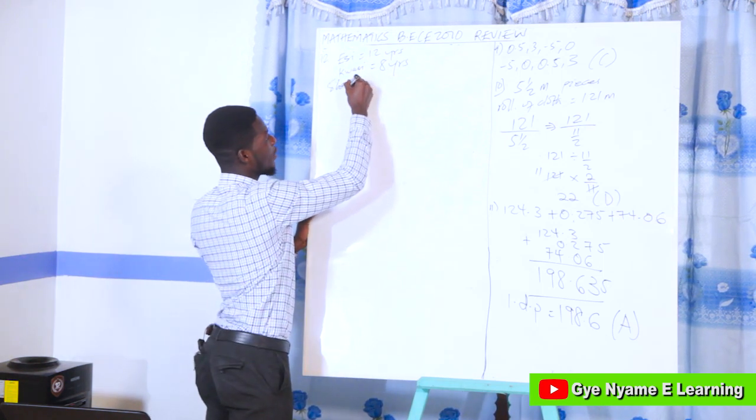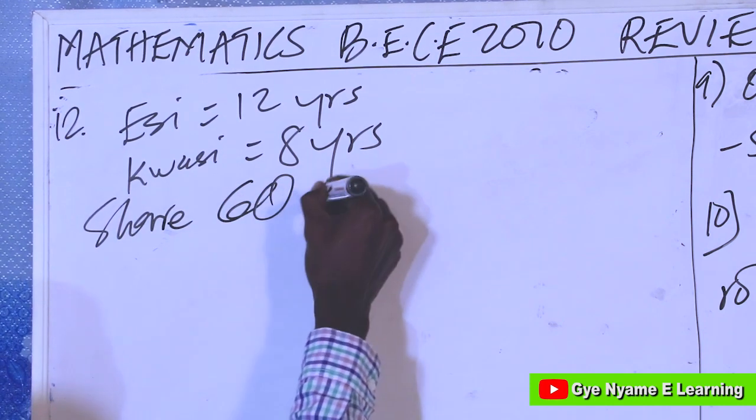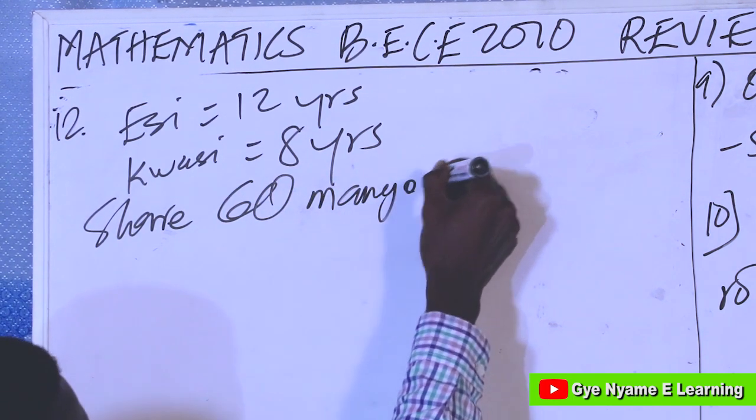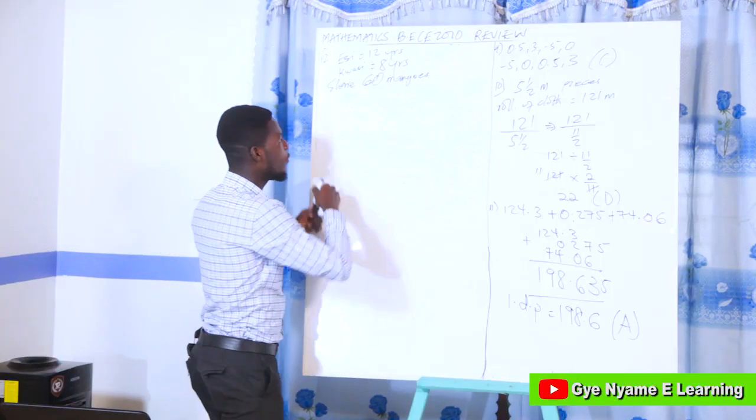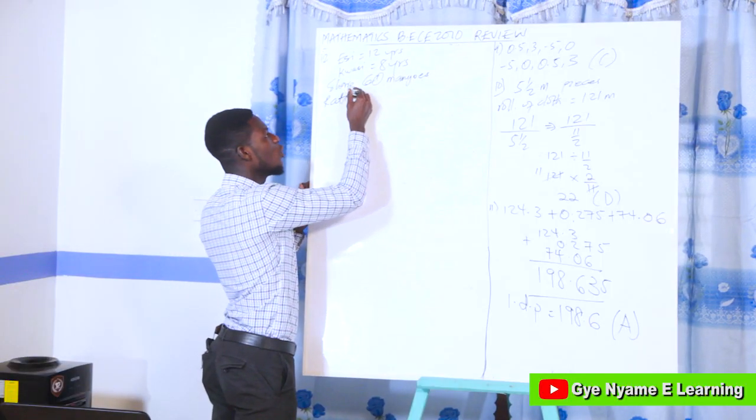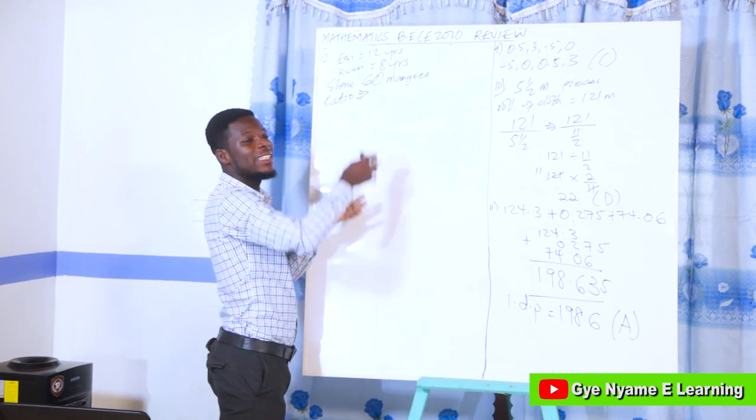So they share 60 mangoes. All right, let's proceed. In the ratio of their ages, how many mangoes did B.E.C.E get? In the ratio of their ages, which means the ratio becomes their ages.